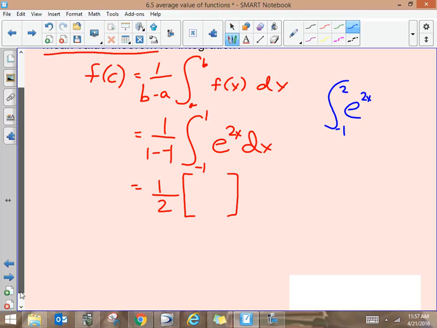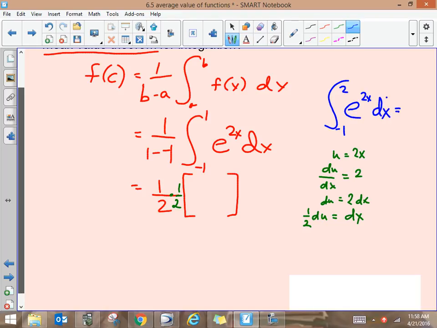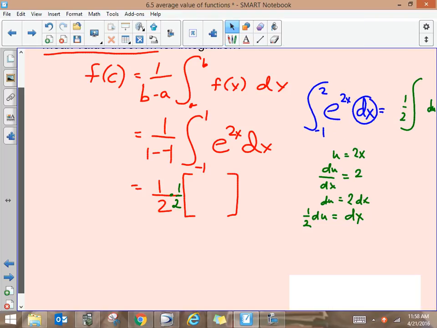Okay, so what's u going to be here? 2x. So what's du dx? 2. So du equals 2 dx, so 1/2 du equals dx. Okay, this has been replaced with 1/2 du.